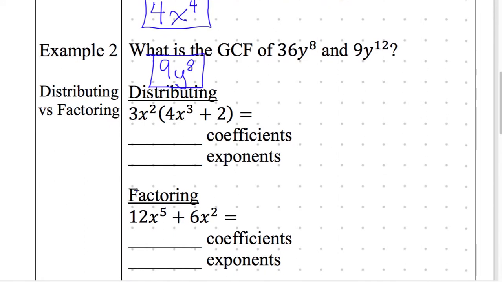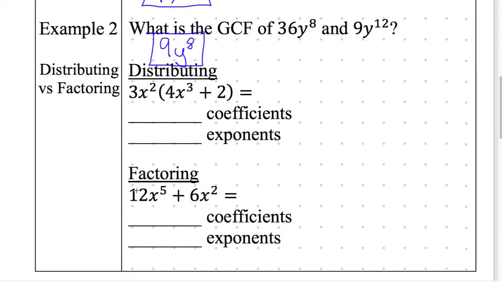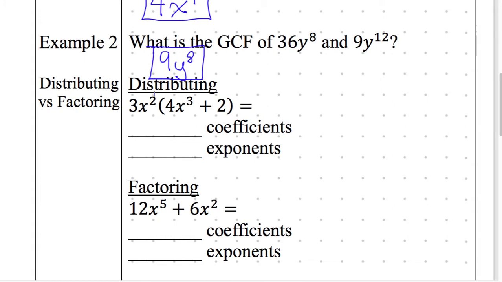Okay, so again, let's come here and see the difference between distributing and factoring. So going back to our old knowledge for distributing, can someone help me distribute this 3x squared into the 4x cubed plus 2? Who can distribute this for me? I want some answer right here. Quiet raised hand. Who can do this? Everyone should be raising their hand.